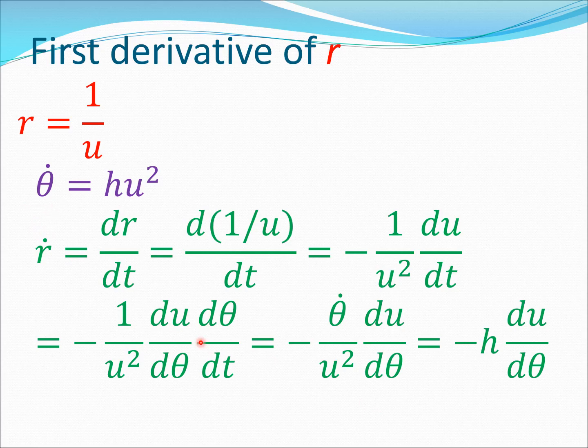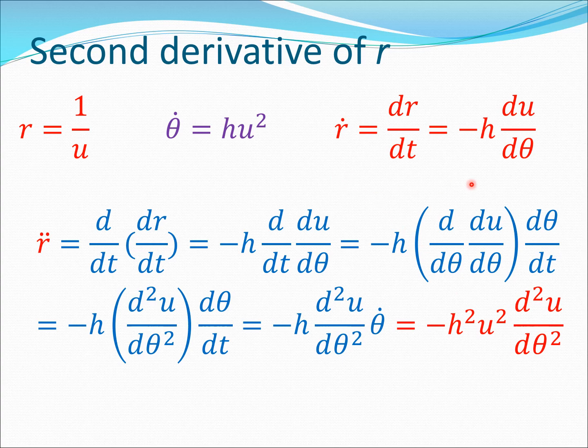So essentially theta dot is nothing but d theta by dt. So that theta dot has come here, and now I can use the fact that theta dot divided by u square is going to be h. Therefore theta dot by u square term becomes just h, and so I can say r dot is minus h du by d theta.